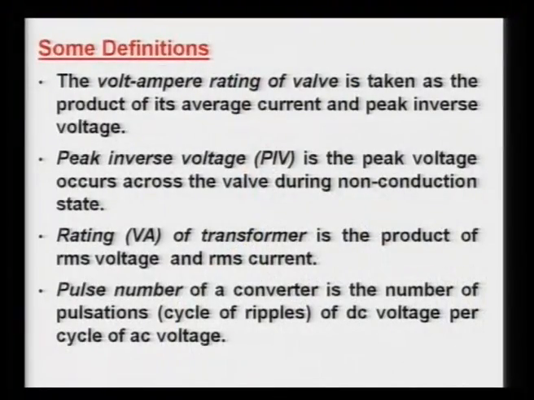We will also see the rating of the transformer. We use the transformer from primary to secondary, and then the converter is connected. So, the VA rating of the transformer is the product of the RMS voltage multiplied by the RMS current. In a transformer, the primary RMS voltage multiplied by the primary RMS current will be equal to the secondary RMS voltage and RMS current, because the primary VA rating will be the same as the secondary VA rating. So, at any side, if you are going to calculate the rating of the transformer, it will be simply the RMS voltage multiplied by the RMS current.